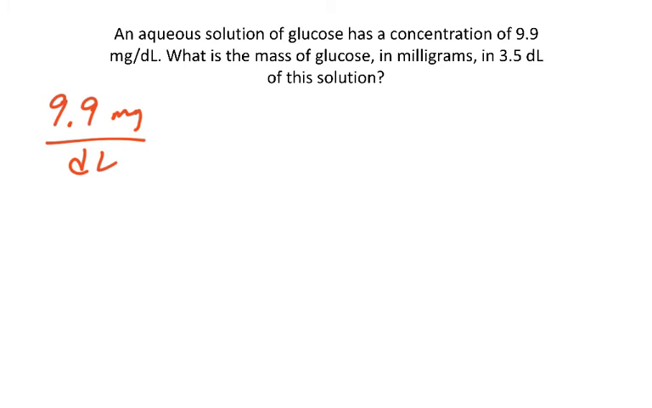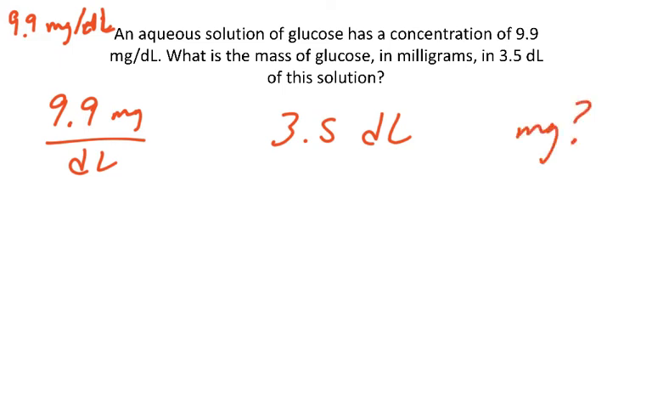So even though sometimes we write it like in a line like this, whenever you're doing a conversion, do it as a ratio, an up-down numerator-denominator ratio, just so we can keep track of units better. Okay, and then we also have 3.5 deciliters as the volume, and we're trying to find milligrams, and so we know what to do, right? We can set this up.